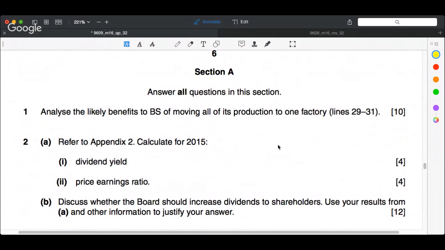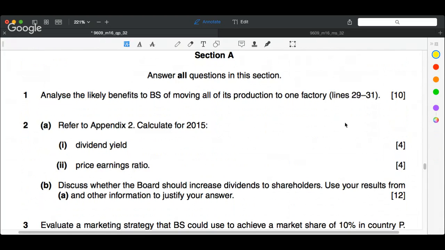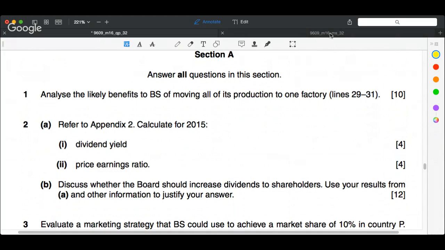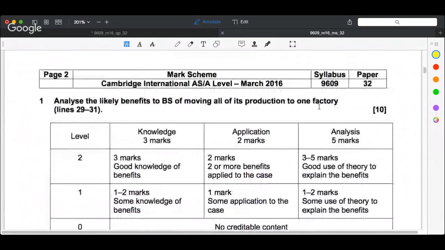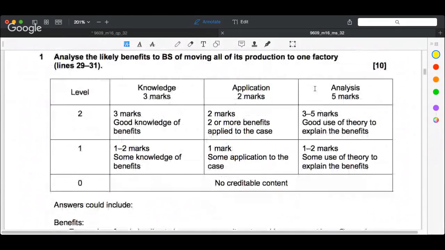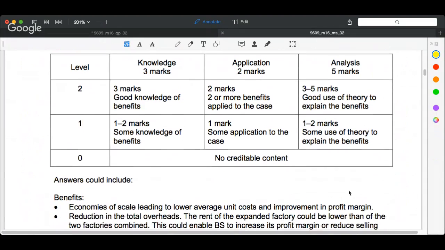So that's one thing. Then I'd look at it. It tells you lines 29 to 31 anyway. Yeah, but you've obviously got to consider all the different options. That's 10 marks, isn't it? What are they looking for here then? It says answers could include, and this is the way they do it: up to 3 marks for knowledge, 2 marks for application, and 5 marks for analysis. So it's very open in terms of what the answers could include.